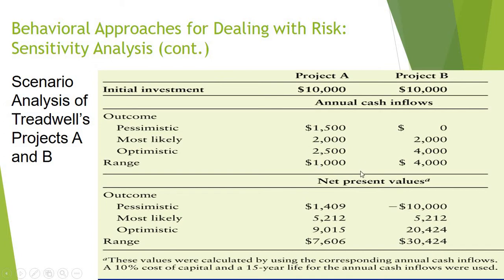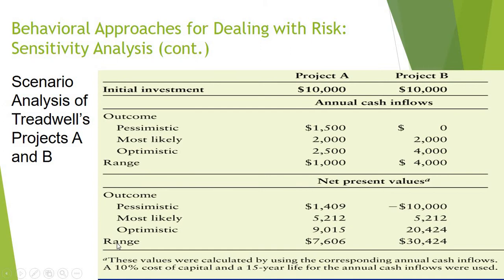Now, if you calculate the range, which indicates the difference between the lowest cash flow and the highest cash flow, you'll find that the range of project A's cash flows is lower than project B's. The range of project A's cash flow is only $1,000, whereas the range of project B's cash flow is $4,000. So, based on the range calculation of annual cash inflows, project B is riskier than project A.